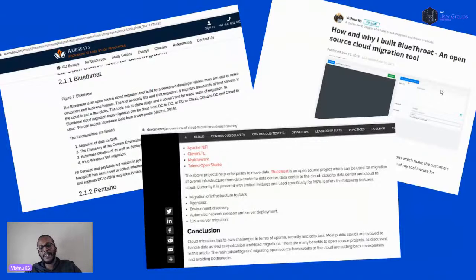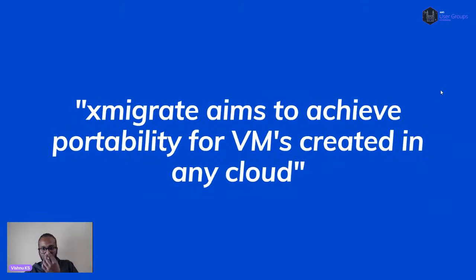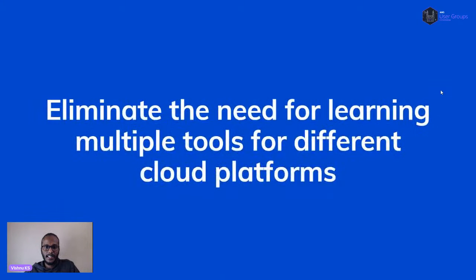That's how Crossmigrate started. So what Crossmigrate solves, I think you guys already know the issues. It aims to achieve portability for VMs created in any cloud, anywhere to anywhere. That is our main objective; we are trying to solve the issue of VM portability, and eliminate the need for learning multiple tools for different cloud platforms. Each cloud platform has its own tools for migrating workloads to their cloud, but we don't have any tool which comprises all these cloud supports. And now we have one, Crossmigrate.cloud, and happily it is open source.